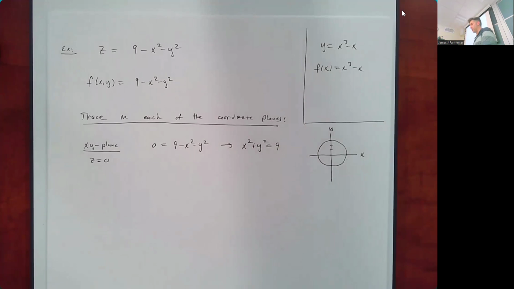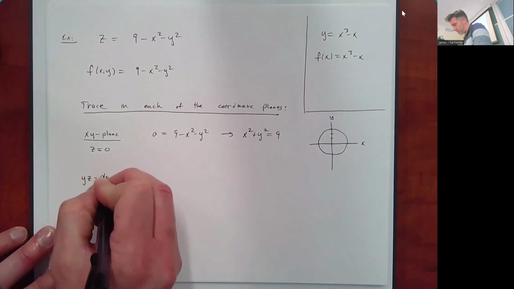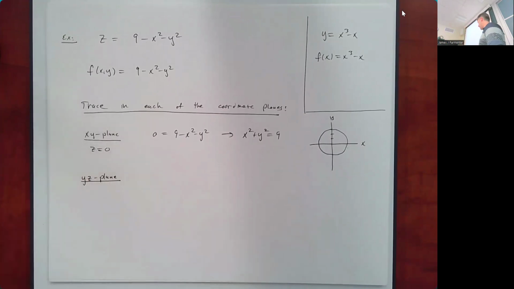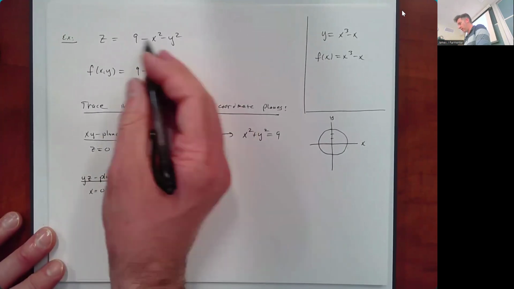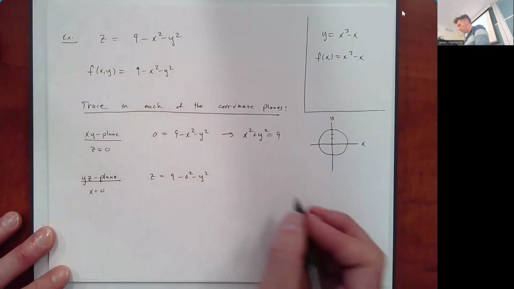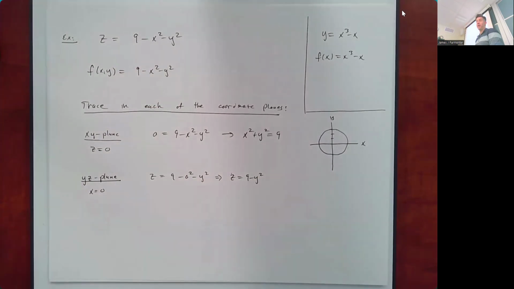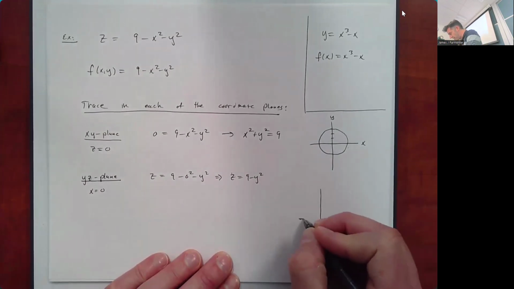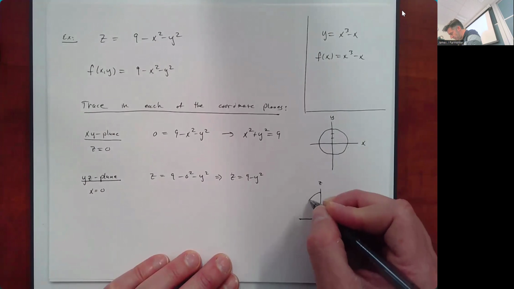Let's see what's happening in the other planes. The YZ plane is usually where I like to graph, because in my mind, the YZ plane is the one that's flat on the paper, so it's easy to draw things in the right perspective. So for the YZ plane, we're going to set x equal to 0. And we're going to be left with z equal to 9 minus 0 squared minus y squared, which is just z equal to 9 minus y squared. And that looks like a downward opening parabola with a vertical intercept of 9 and horizontal intercepts of plus or minus 3. Doesn't have to be perfect. It's going to look something like this.